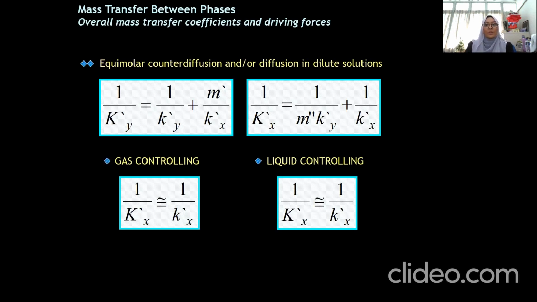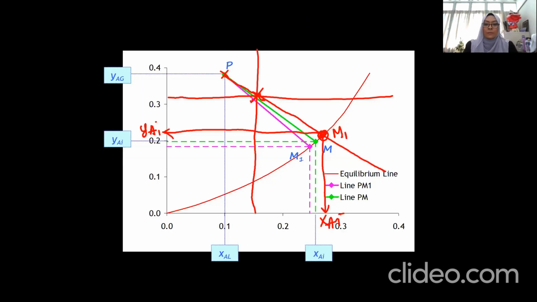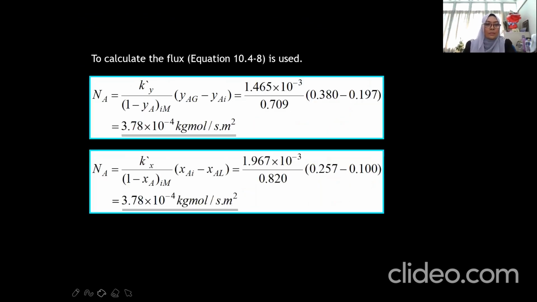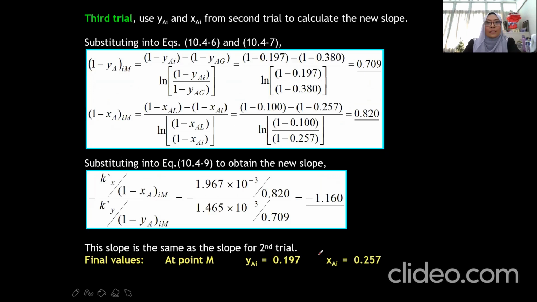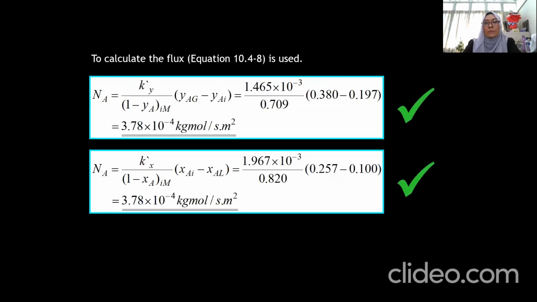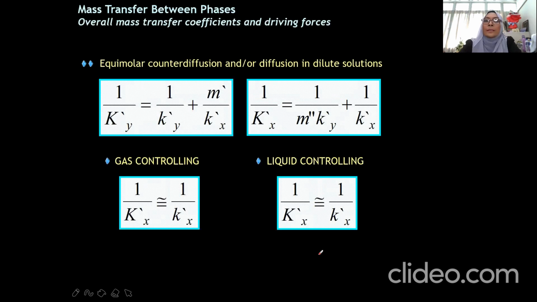film mass transfer coefficients. The film mass transfer coefficient is denoted by the small k. Let me just try to scribble on the screen so that I can show you what I'm talking about. What we learned last week is the small k, ky, and also kx.